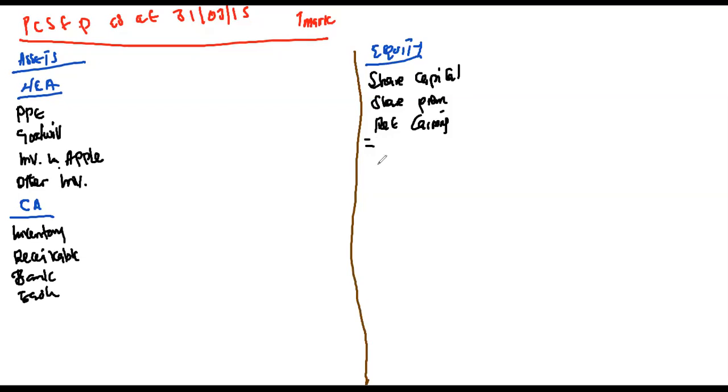Now liabilities, they also come in parts. There's non-current liability, and then there's current liability. So we bring in our non-current liabilities. Okay, this one is a free mark every single time. So what do we have under non-current liability? Let's check from the question to see what we have under non-current liabilities. But the format never changes, it's the same.